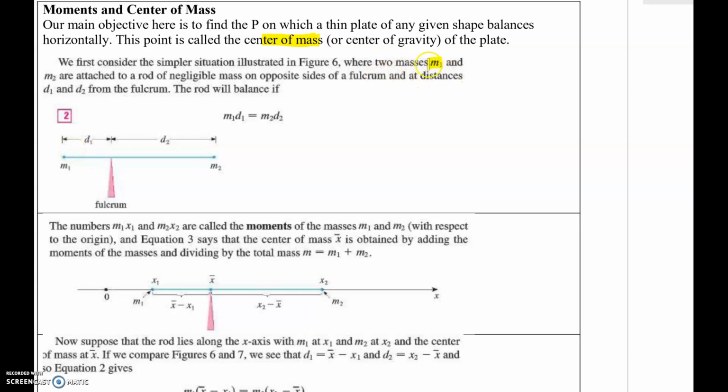If there are two masses, M1 and M2, attached to a rod of negligible mass on opposite sides of a fulcrum, as shown here, and D1 is the distance between the mass M1 and the fulcrum, and D2 is the distance between mass M2 and the fulcrum, then the rod will balance if M1 D1 equals M2 D2. The mass M1 multiplied by the distance D1 equals the mass M2 multiplied by the distance D2. This is the basic principle of a rod of negligible mass balancing.